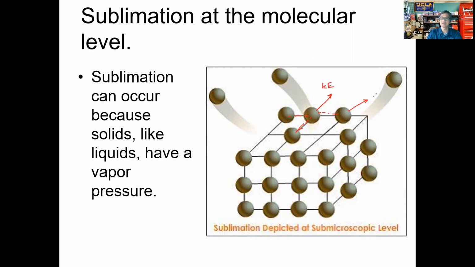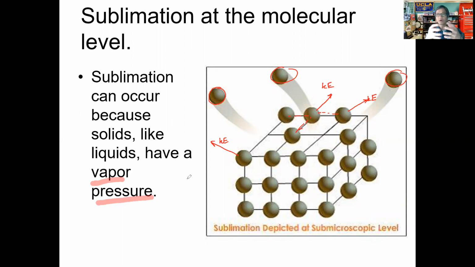Okay, so they leave with a certain amount of kinetic energy, and because they've absorbed that energy, they leave and become the gaseous state. So the same way that we can describe evaporation for liquids, we can describe sublimation for solids. But just like with liquids, as these particles leave with their kinetic energy, the number of gas particles starts to build up above the solid, and so they also exert a vapor pressure. So when solids sublimate, they will exert a vapor pressure.